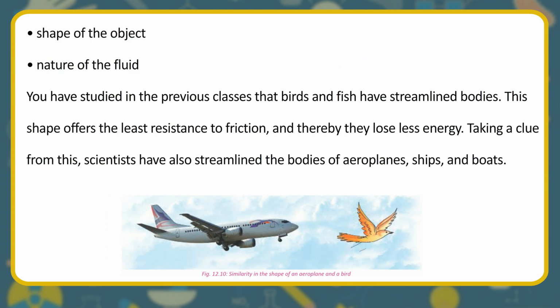Shape of the object. Nature of the fluid. You have studied in the previous classes that birds and fish have streamlined bodies. This shape offers the least resistance to friction, and thereby they lose less energy. Taking a clue from this, scientists have also streamlined the bodies of aeroplanes, ships, and boats. Similarity in the shape of an aeroplane and a bird.